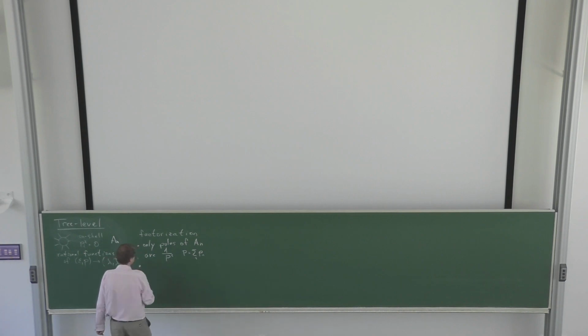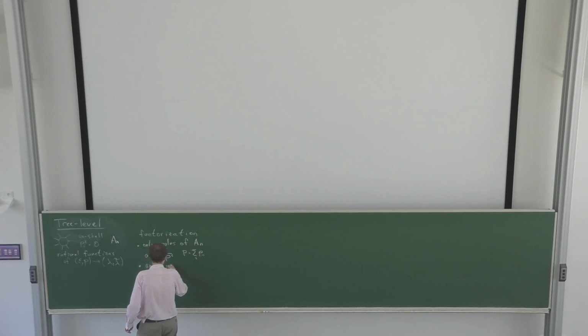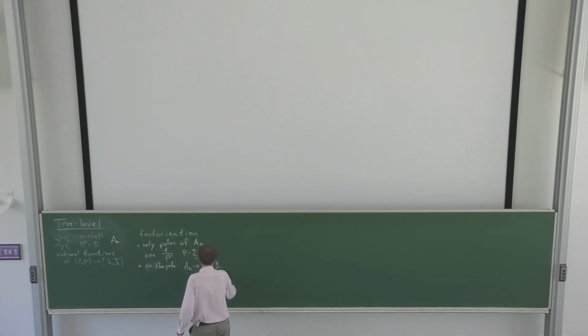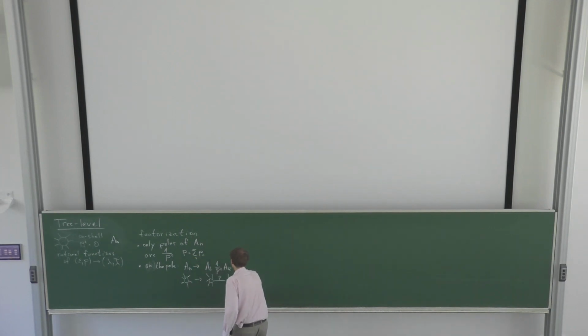Now, on these poles, if you go on the pole when you set p squared to 0, the amplitude factorizes. So on the pole, A_N goes to some A left, 1 over p squared, A right. Or we can just draw it as this N-point amplitude factorizing into left amplitude and right amplitude with some p, which is that p, and now it's on shell. So p squared is 0. Okay, so that's just the tree-level factorization, which was also an important input to these BCFW recursion relations.